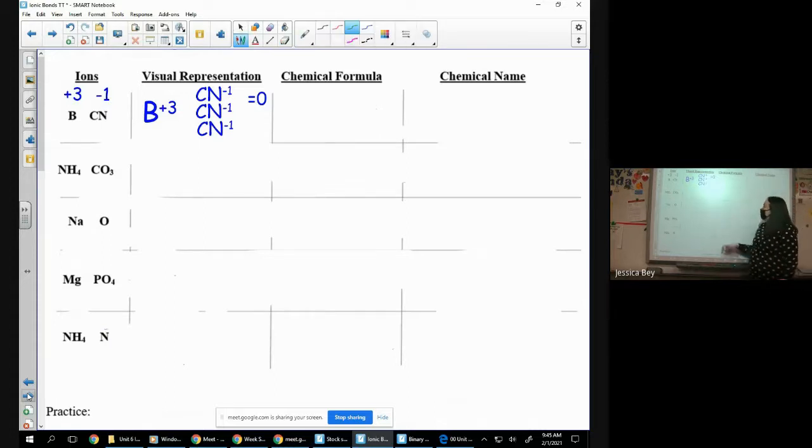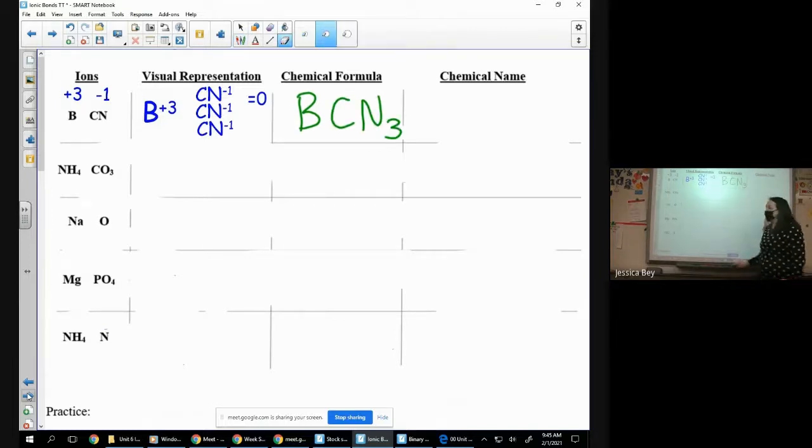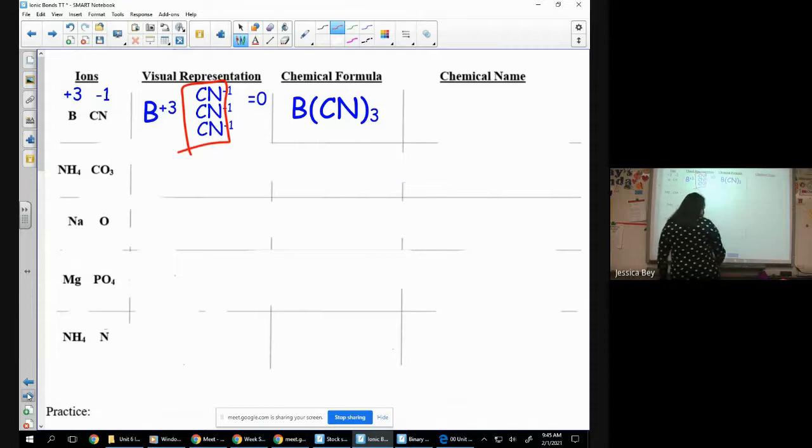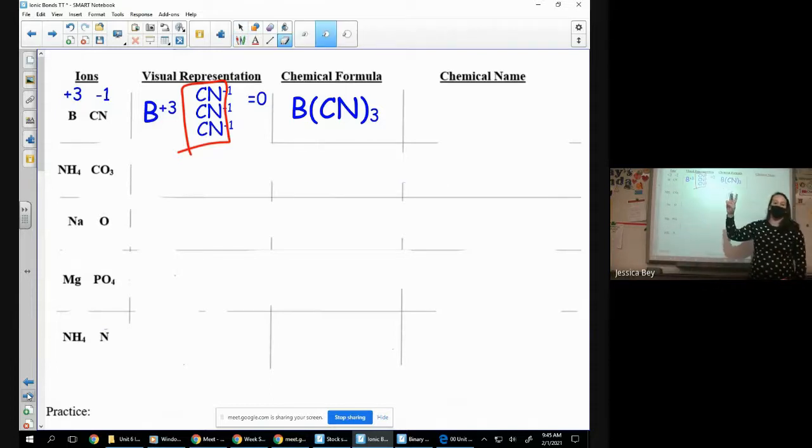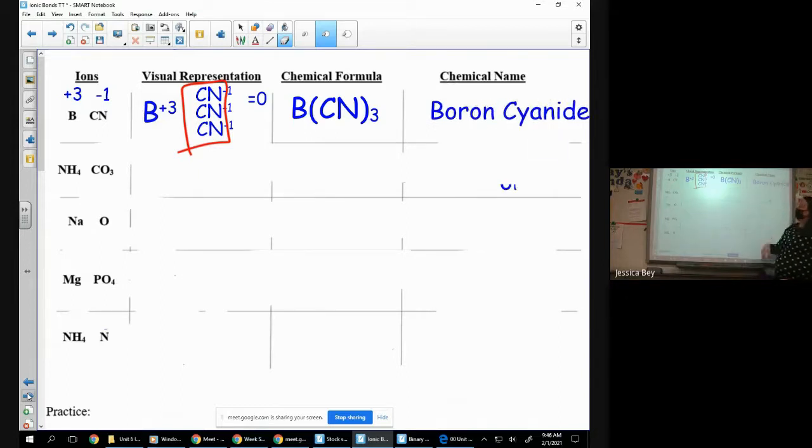Now let's write it. If I were to just write BCN with a 3 right here, is that getting me 3 cyanides? That's only giving me 3 nitrogens. So that's wrong. You put cyanide, what you have, in parentheses and say I want 3 of them. And then you just simply name it. B is boron and CN is cyanide. Boron cyanide. Awesome. Very good. All right, let's try another one.